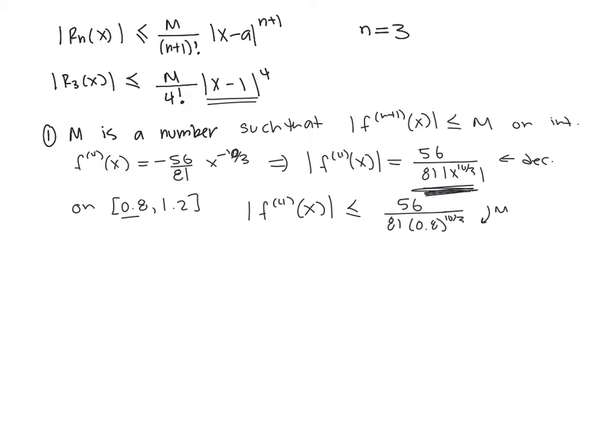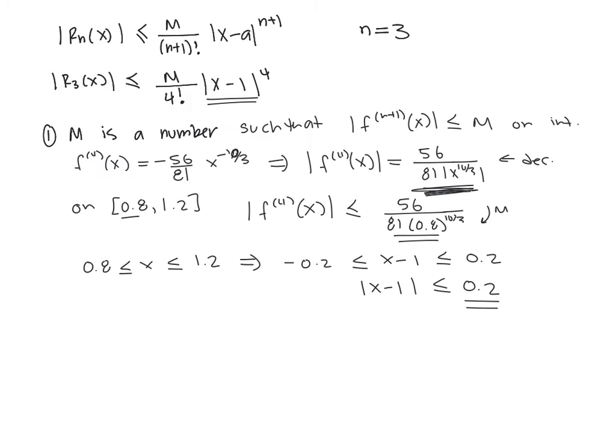Well, we know that 0.8 is less than or equal to x, which is less than or equal to 1.2. And taking away 1 everywhere, that's the same thing as saying negative 0.2 is less than or equal to x minus 1, which is less than or equal to 0.2. And if x minus 1 is between positive and negative 0.2, the absolute value of x minus 1 is less than or equal to 0.2. So we're going to input this and input that.